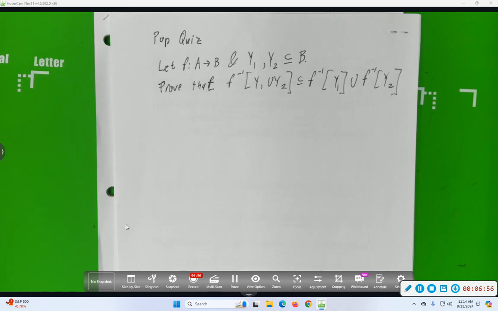I'm going to start with a similar pop quiz on Friday. So if we're all happy, let's talk through the proof. And let's start with the anatomy that a proof of this sort has to have. How should we start this proof?